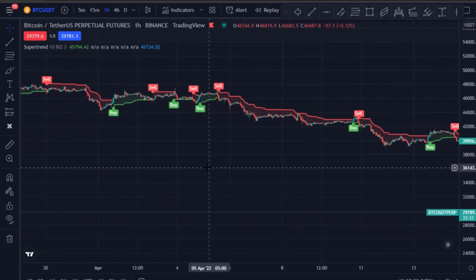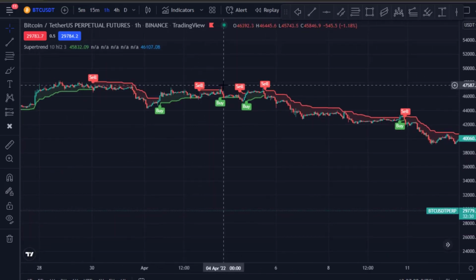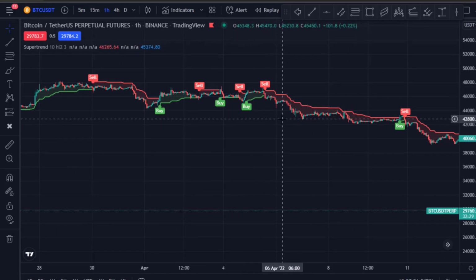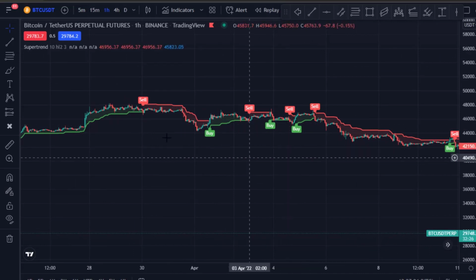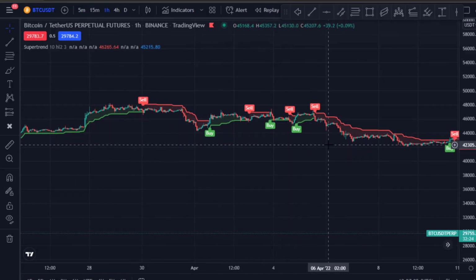a new trend. So what we need to do is filter out this ranging market, so that we only take signals from the Supertrend if the market is trending. This is how you do it.